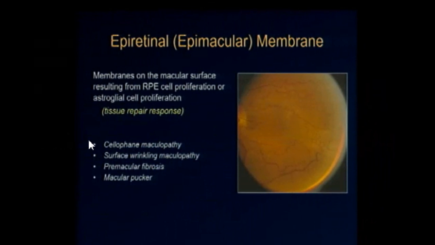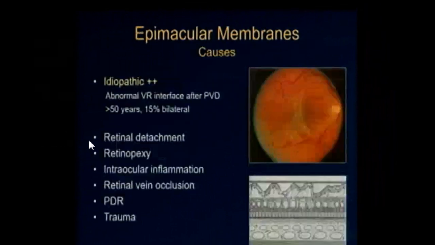So when you get this fibrosis on top of the macula, the fibrotic membrane can start to shrink. We call these epiretinal, or more correctly, epimacular membranes, which is actually a tissue healing response. People have called it differently: cellophane maculopathy, surface-wrinkling maculopathy, macular pucker, or what have you. All right, generally it's idiopathic.